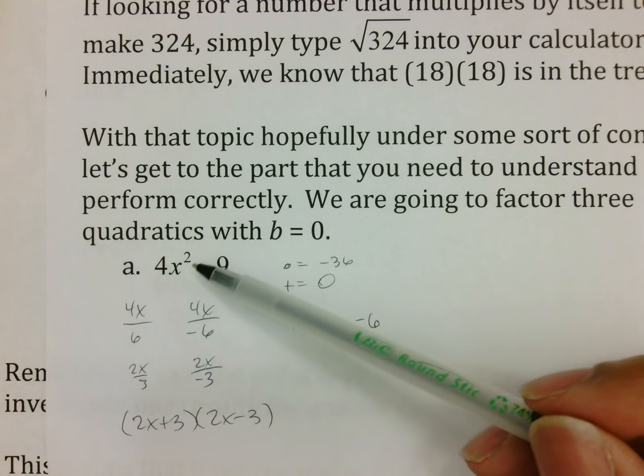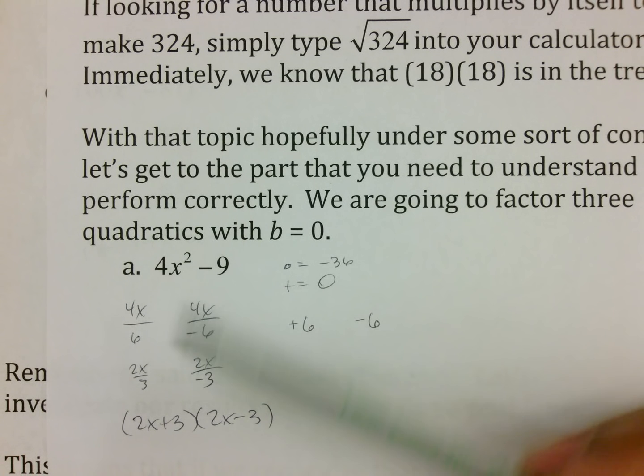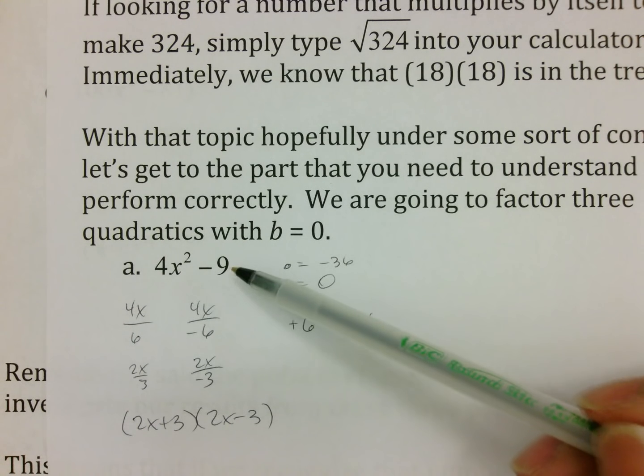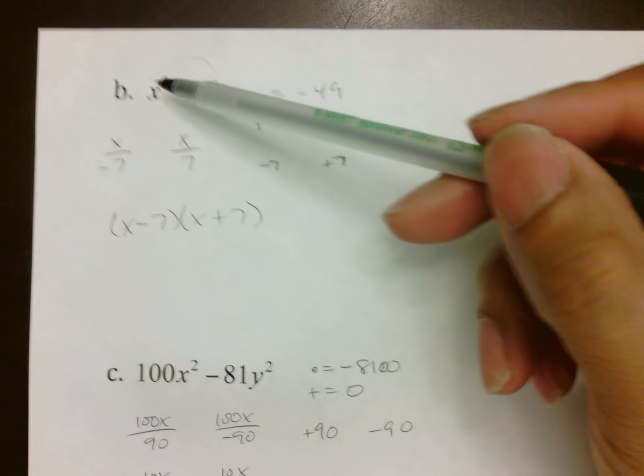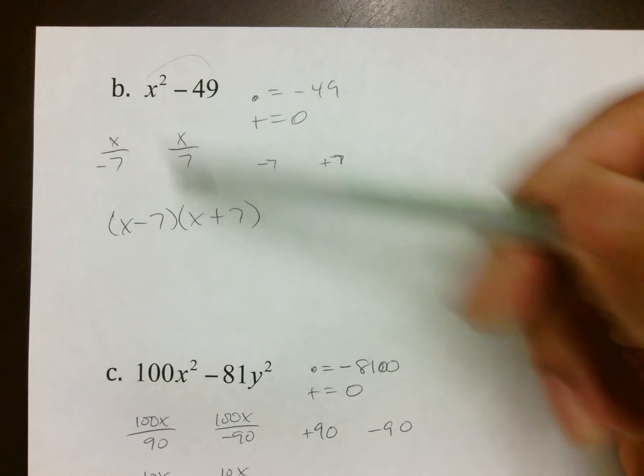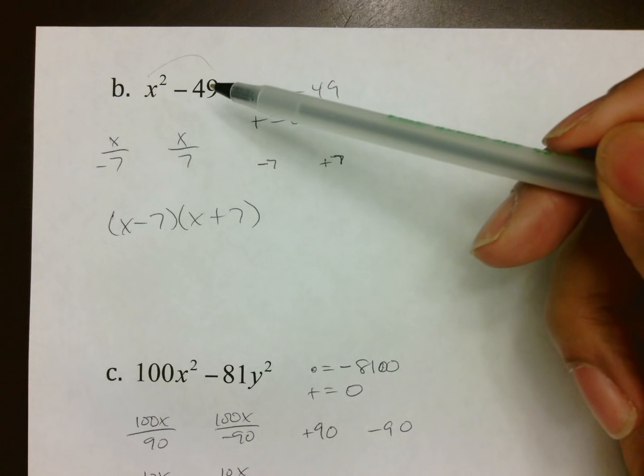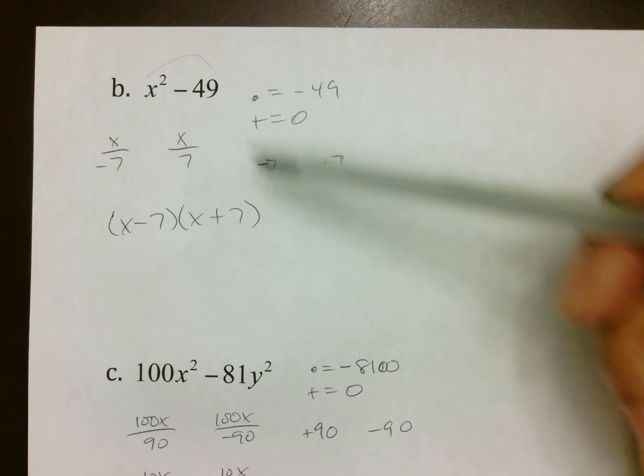Think about x squared. What multiplies by itself to be x squared is x times x. There's your x. There's your x. Think about 9. What multiplies to make 9 is 3 times 3. There's your 3. There's your 3. The only difference is one of them has a plus, one of them has a minus. Let's see if that pattern follows again. X squared is x times x. Here's your x. There's your x. 49 is 7 times 7.